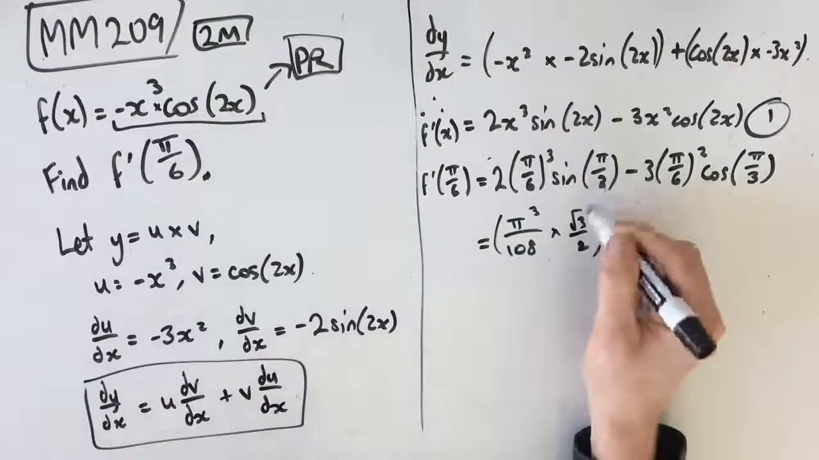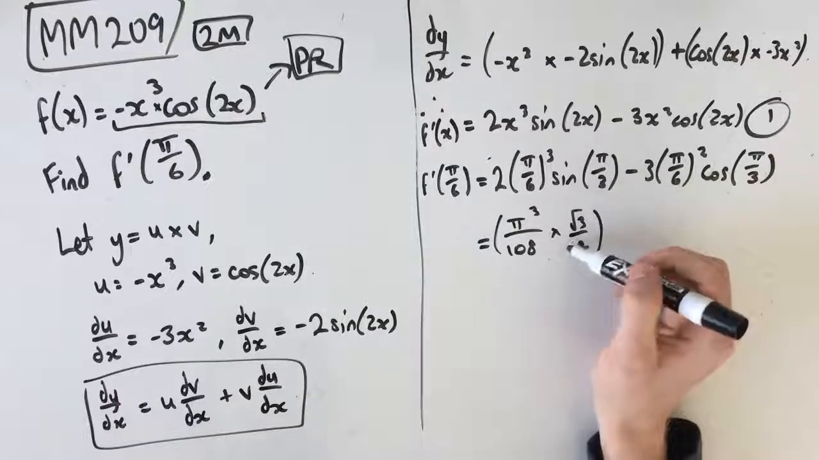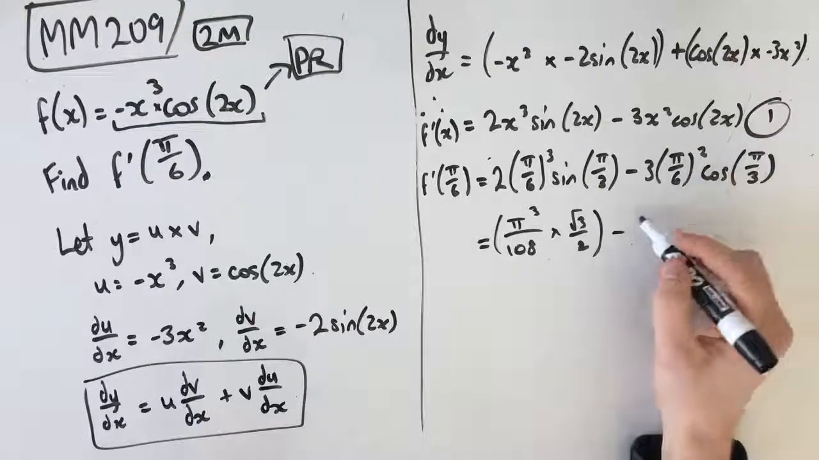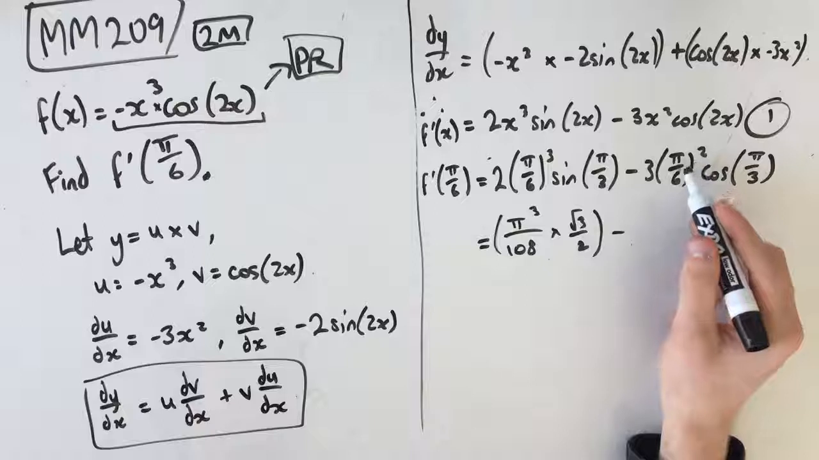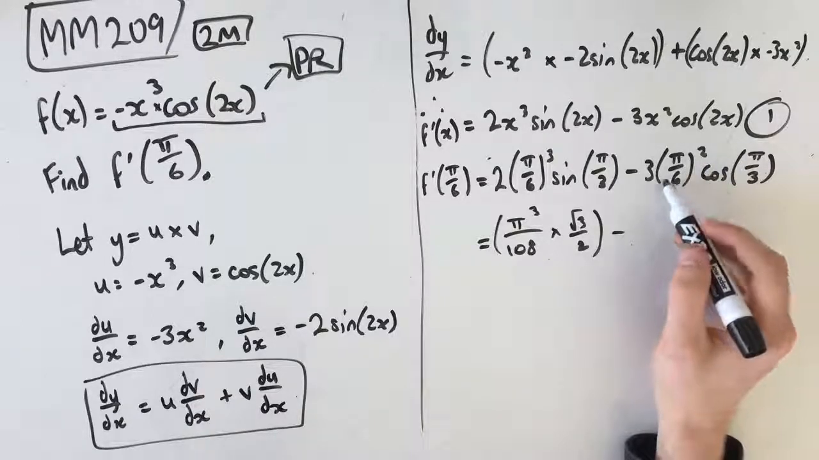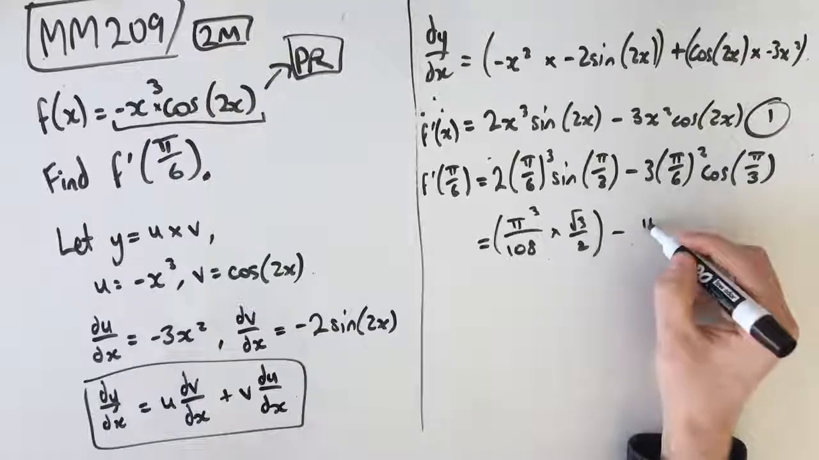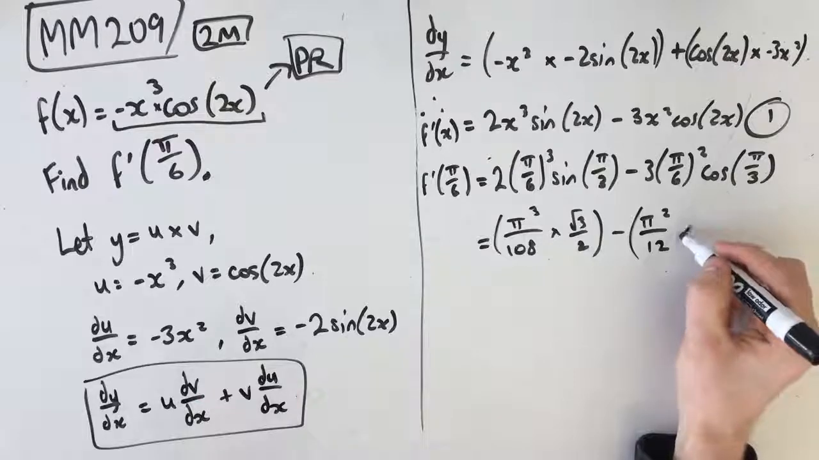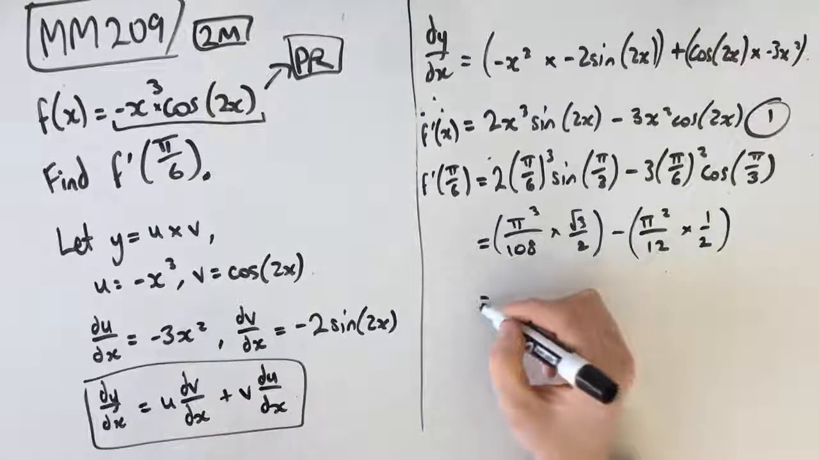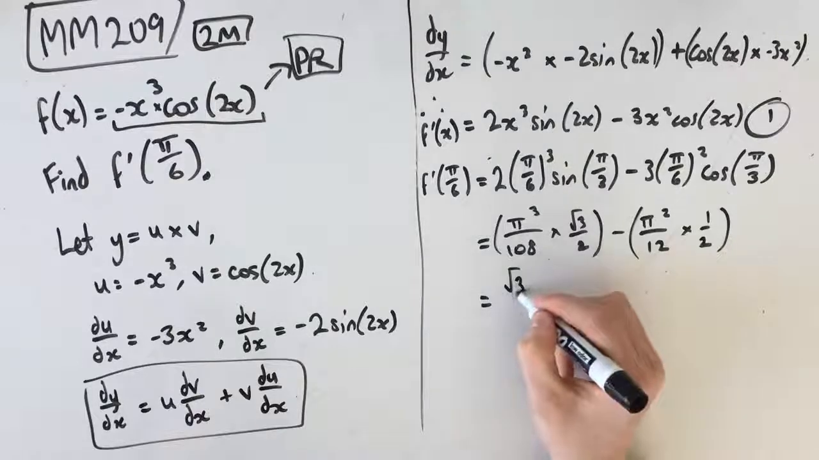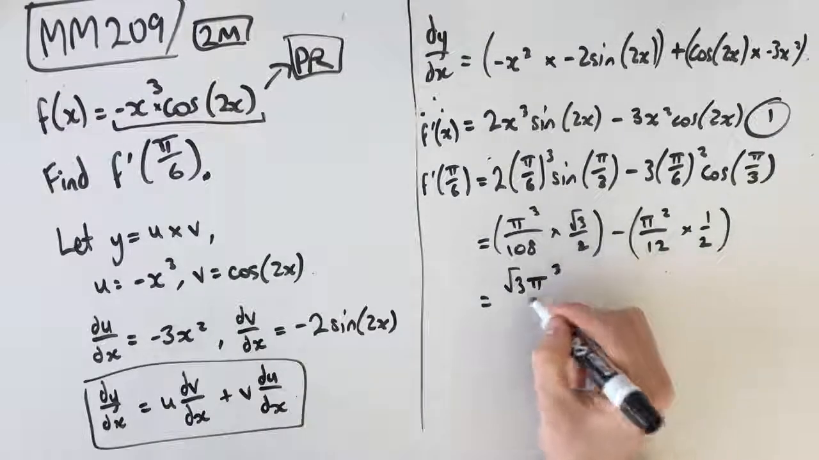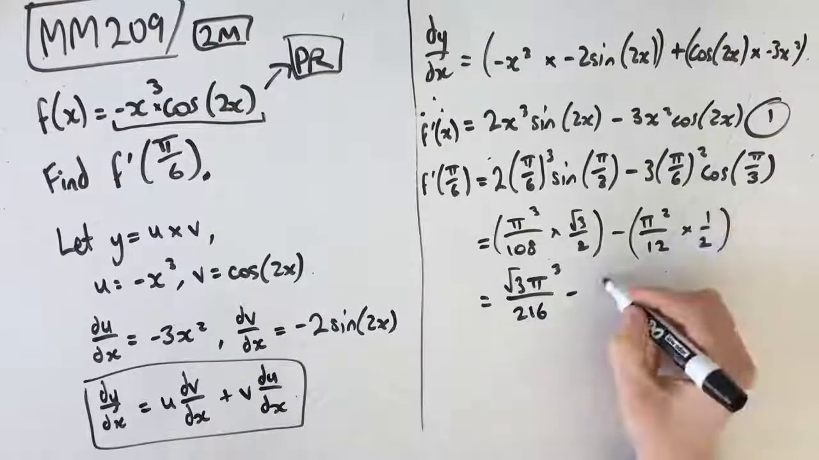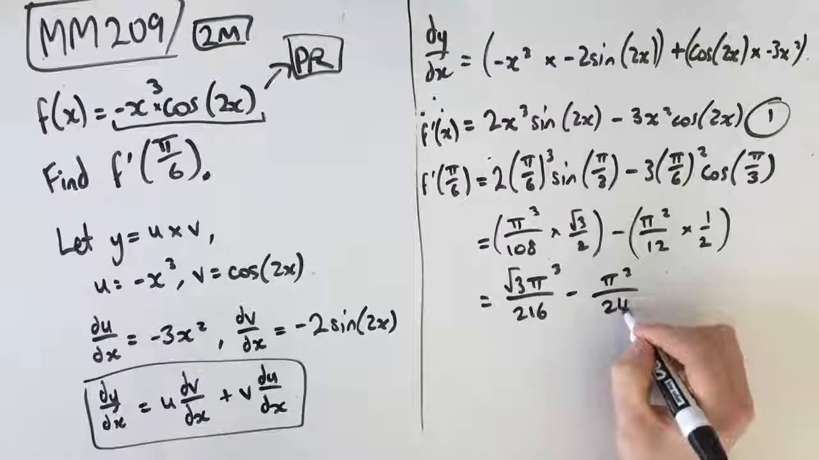And again, if you're not too sure about how that gets root 3 on 2, just go back and review your unit circle stuff. Pi squared is obviously just pi squared over 6 squared, which is 36. And then 3 over 36 is 1 on 12. So pi squared on 12. Cos of pi on 3 is 1/2. So we get times 1/2. Cool. So what we get from here is we just multiply all this together. So root 3 pi to the power of 3 over 108 times 2 is 216 minus pi squared times 1 is pi squared over 24.